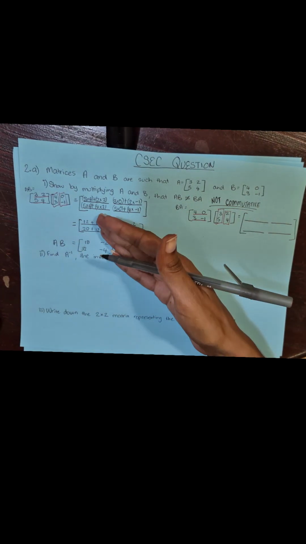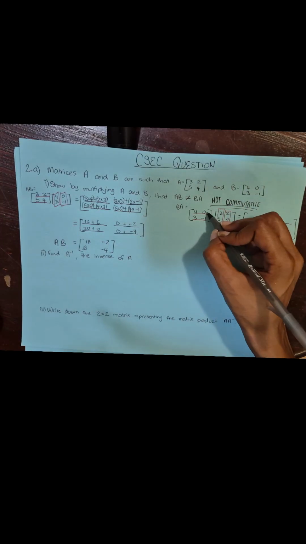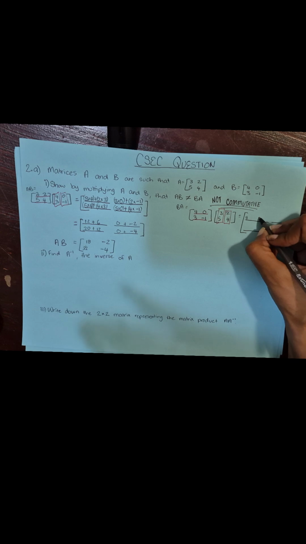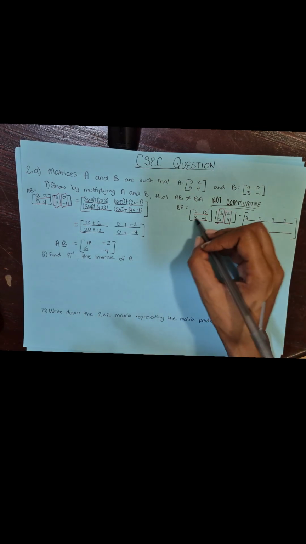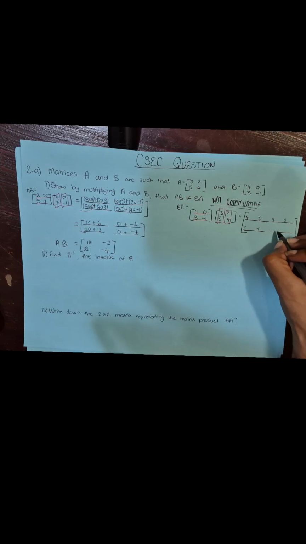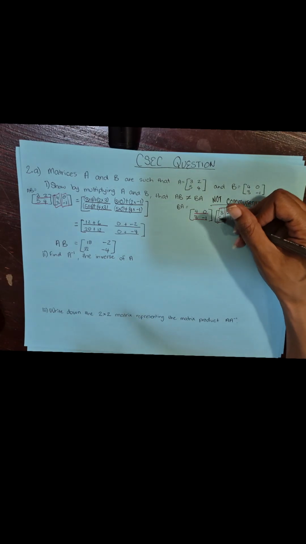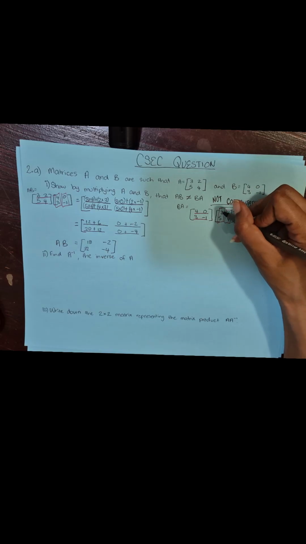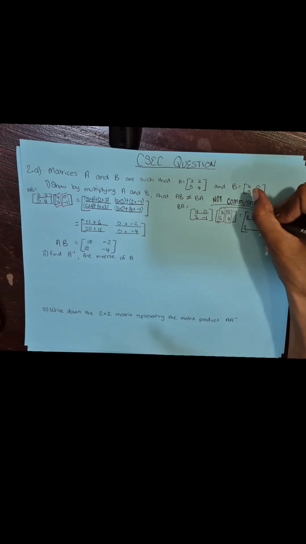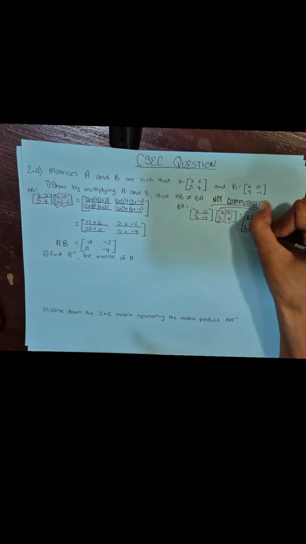Now let's do BA and see if we get the same 18, 32, negative 2, and negative 4. So on our first row, we should have 4, 0, 4, 0. And on my second row, I should have 3, negative 1, 3, negative 1. On my first column, each element in that column should have 3 and 5. So this element here should have 3 and 5. And this element that's also in that first column should have 3 and 5.